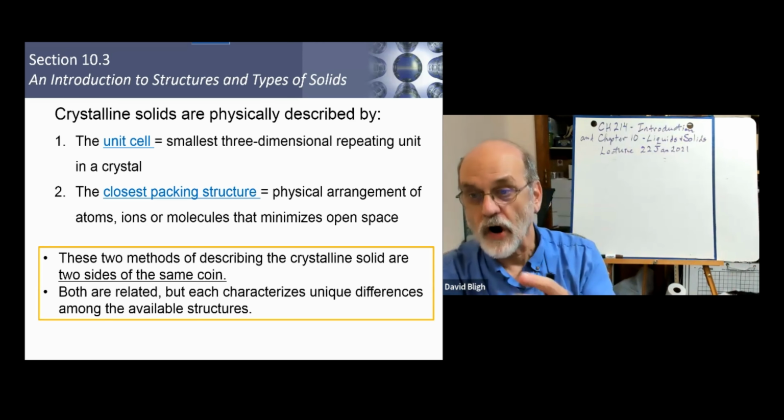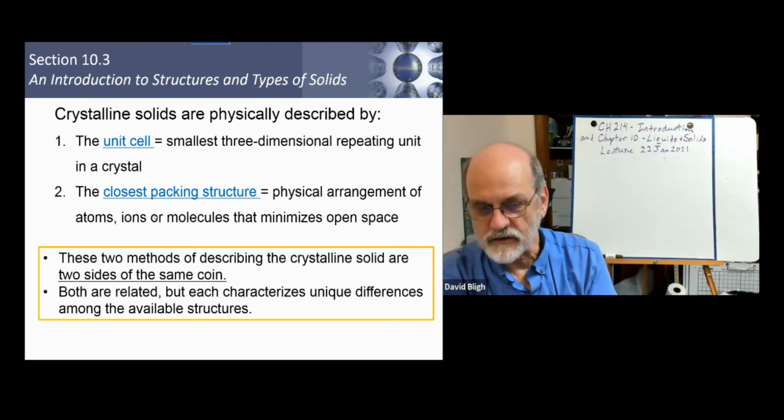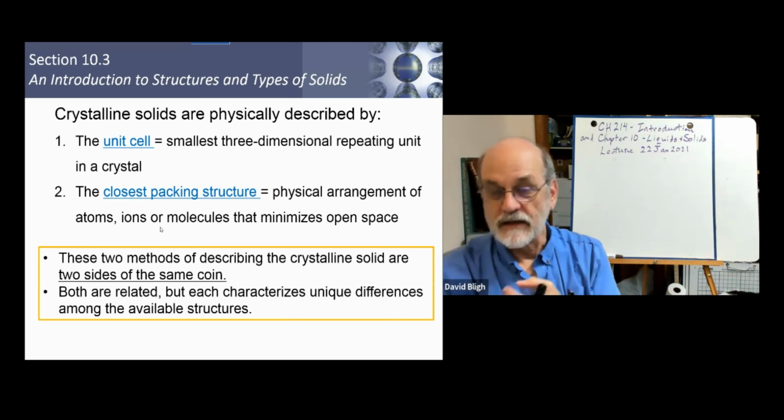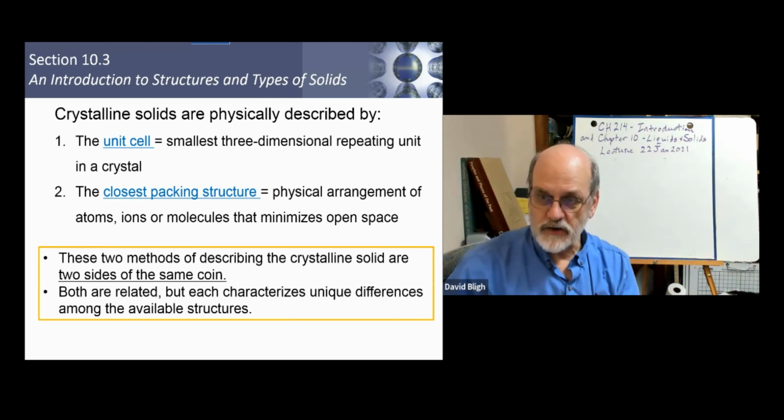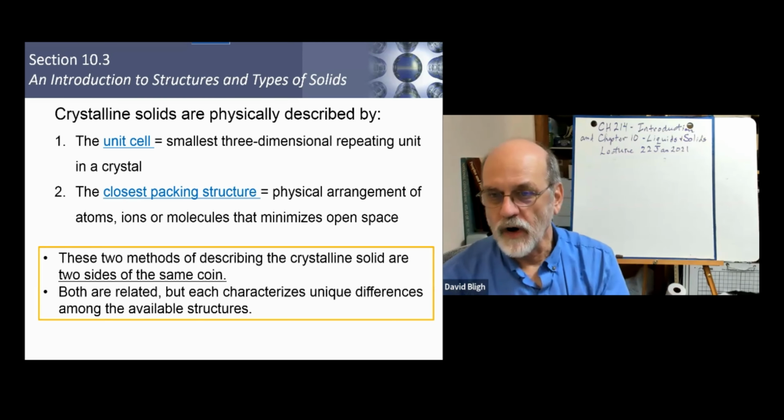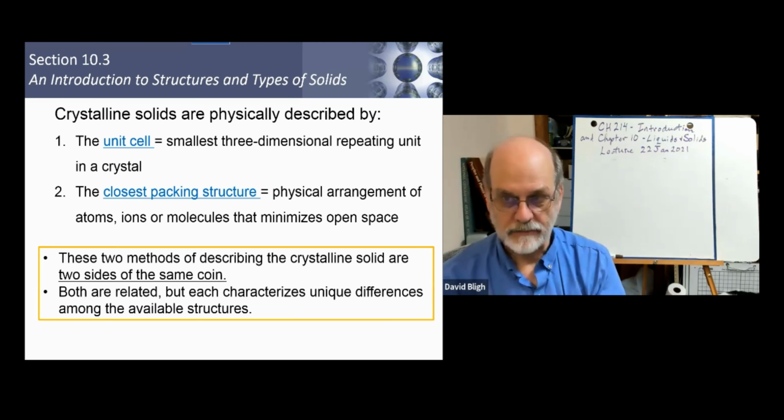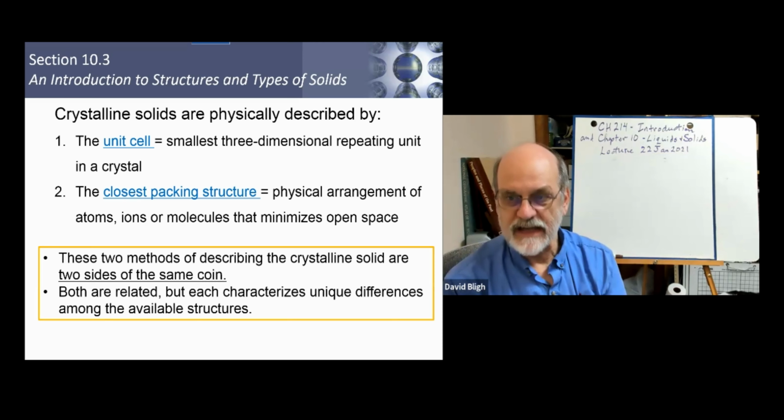And that's where we start, unit cell and closest packing structure. In fact, the closest packing structure is the one with minimum energy. And most natural systems tend toward minimum energy. I think I mentioned that in 213.